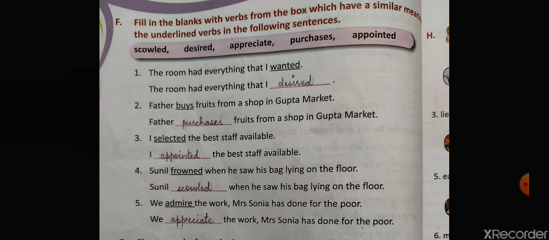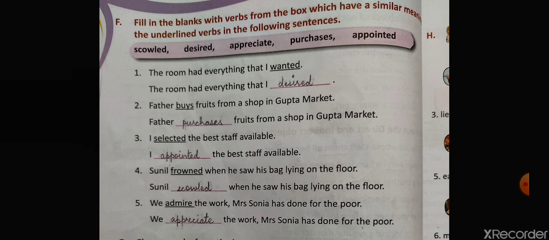The father buys fruits from a shop in Gupta market. Father purchases fruits from a shop in Gupta market. I selected the best staff available. So I picked the best staff available. Sunil frowned when he saw his bag lying on the floor. So Sunil scowled when he saw his bag lying on the floor.